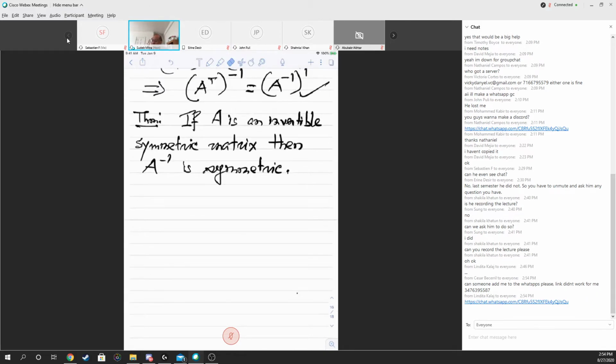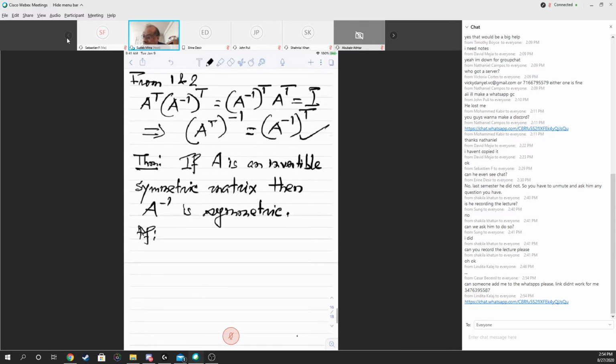If A is an invertible symmetric matrix, then A inverse is symmetric. But this is easy, because of what we just proved. We proved this, A transpose inverse is A inverse transpose. So I want to prove that A inverse is symmetric, right? So A inverse transpose is A transpose inverse. But A is symmetric. That means A is equal to A transpose, that is A inverse. And that implies A inverse is symmetric.